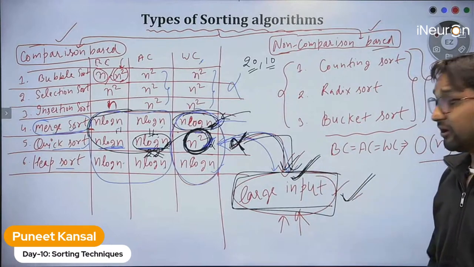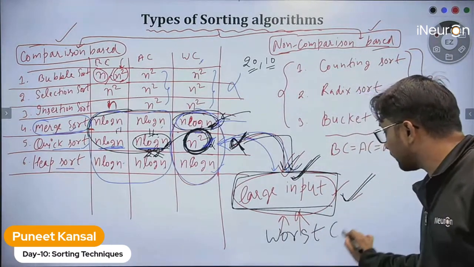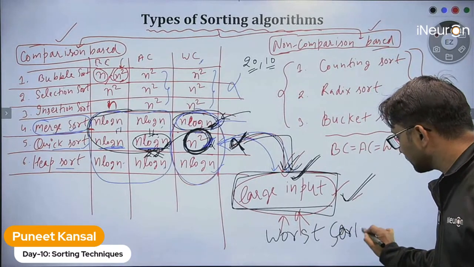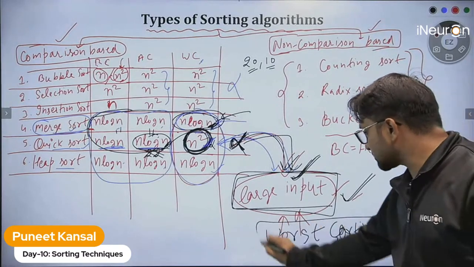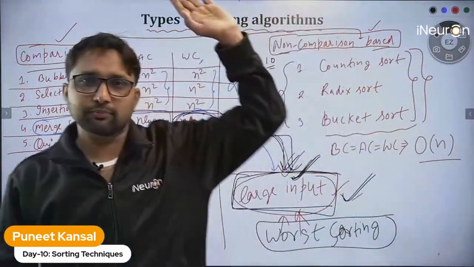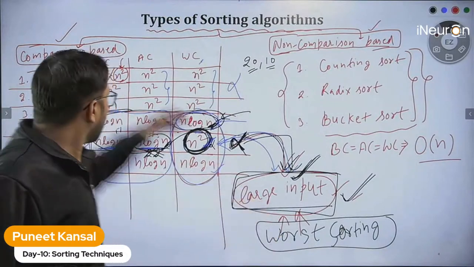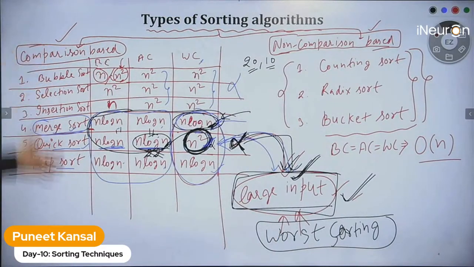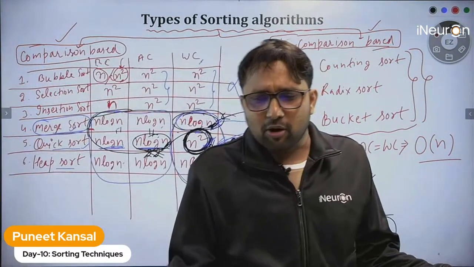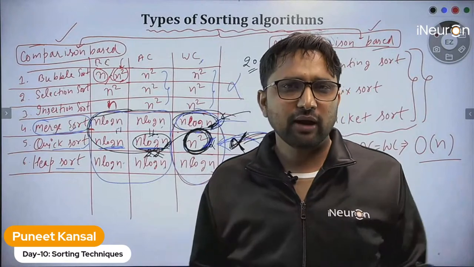For large input, which is the worst? This time I'm asking about the worst sorting algorithm. Which is the worst sorting algorithm for large inputs? The best sorting algorithm is quicksort. Which is the worst one out of these? Any idea? You can write in the chat box. We are just communicating with each other. You can write whatever is coming to your mind.